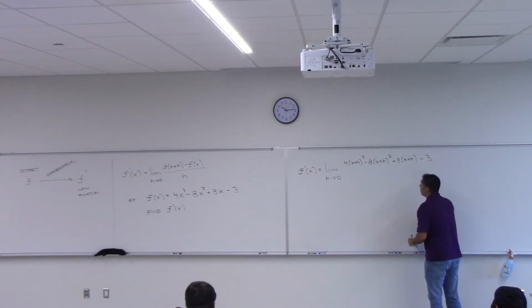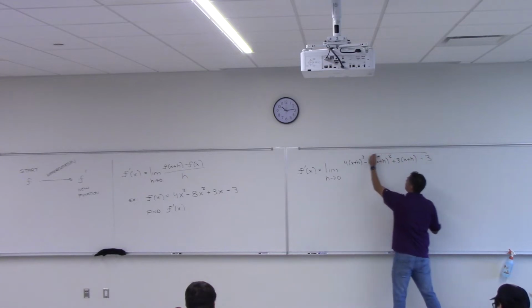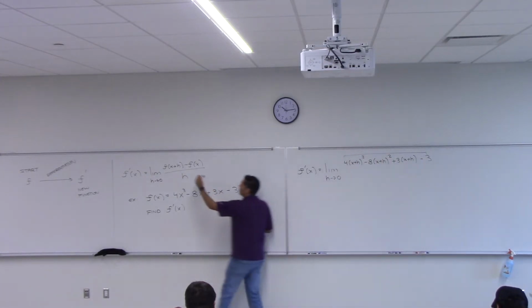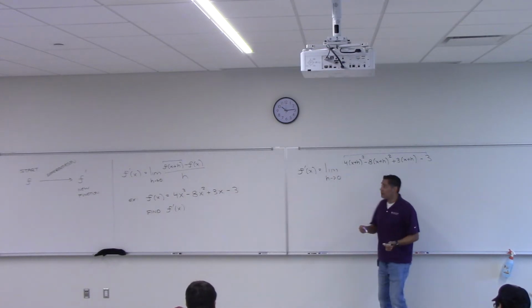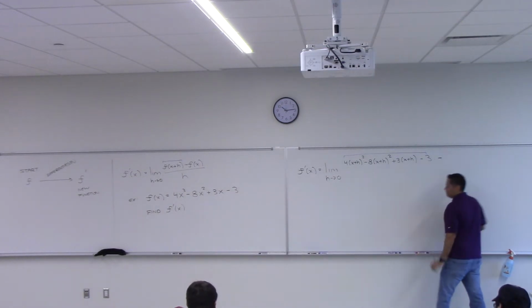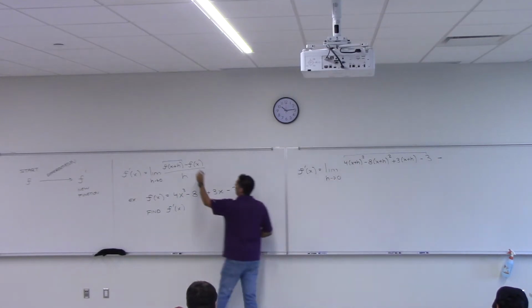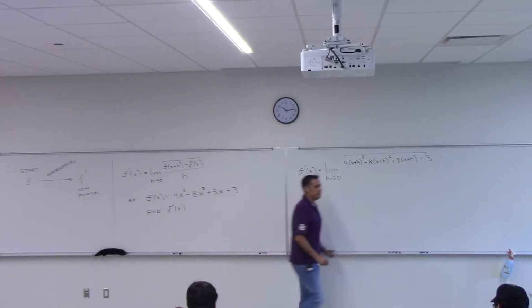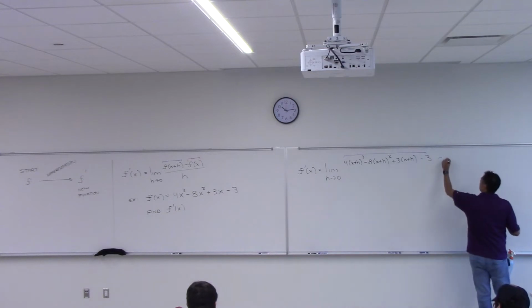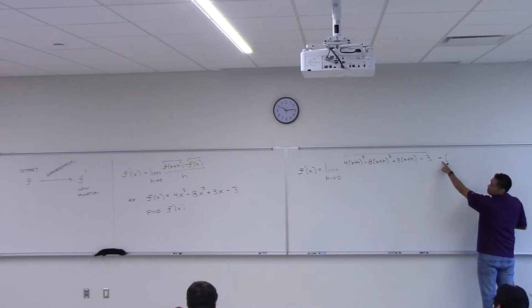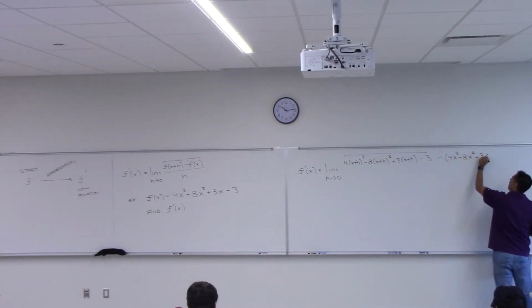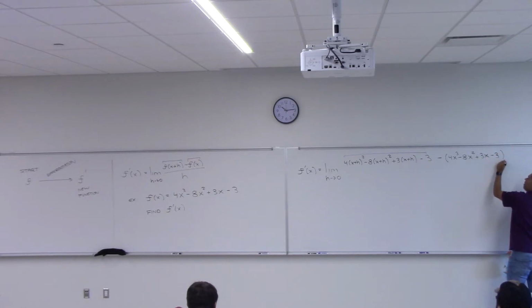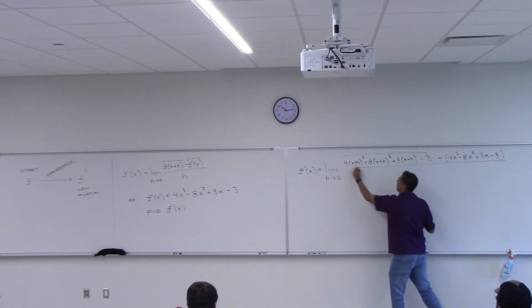So everything you see here is just f of x plus h. And then you have to subtract from that f of x, which would be in parentheses, because that negative is going to distribute, the entire function 4x cubed minus 8x squared plus 3x minus 3, and then the whole thing divided by h.